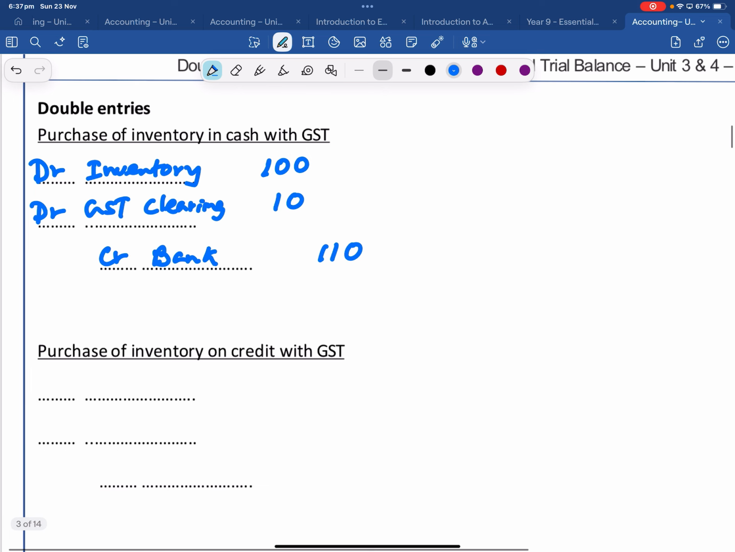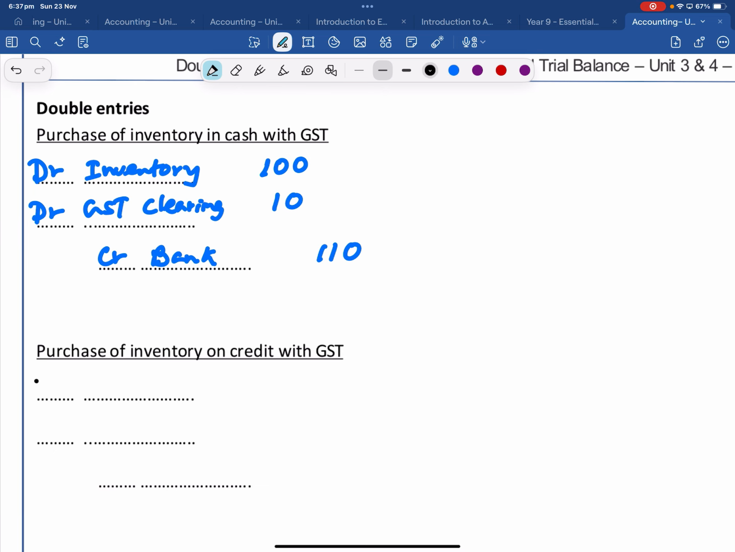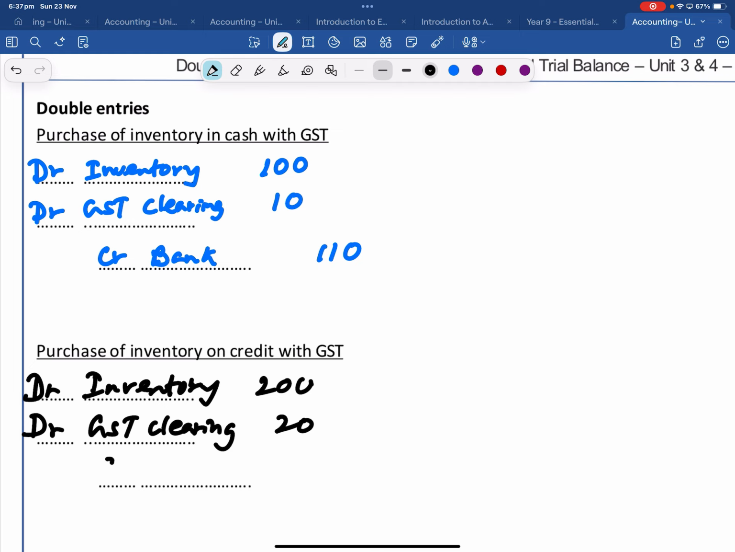Right? Then if you purchase inventory on credit, what do we do? You debit inventory, say 200, debit GST clearing 20. Where do you credit? Accounts payable 220. Right?